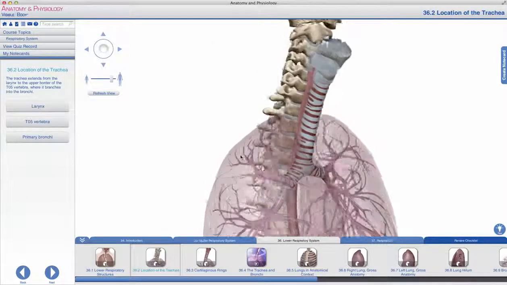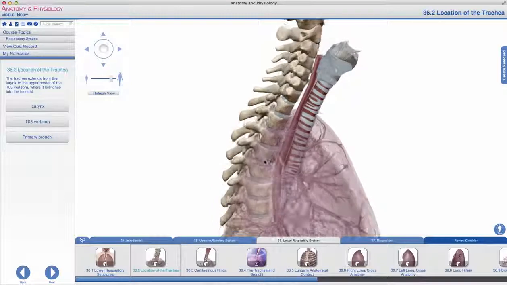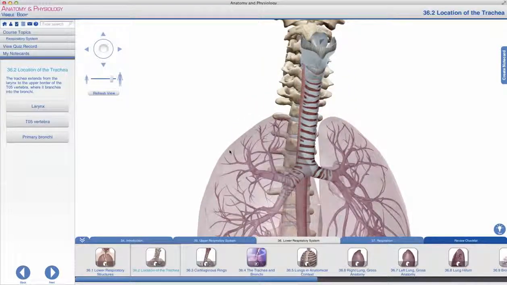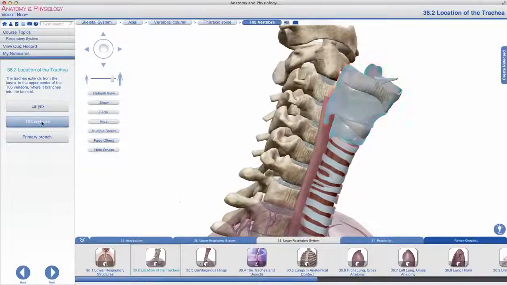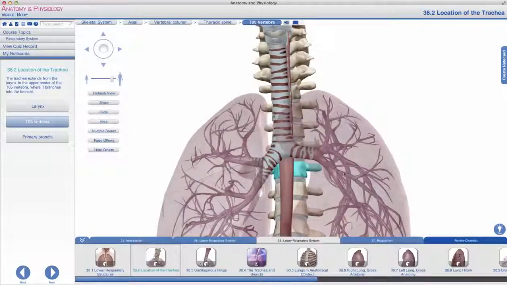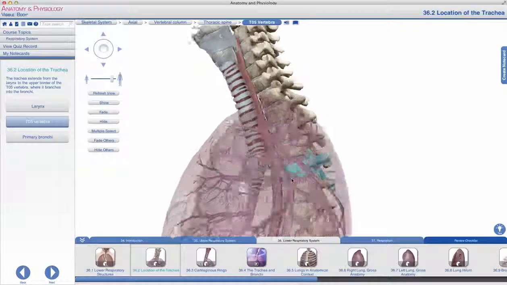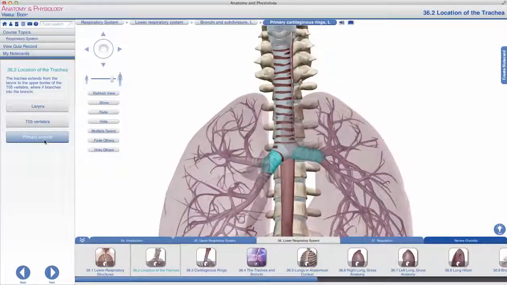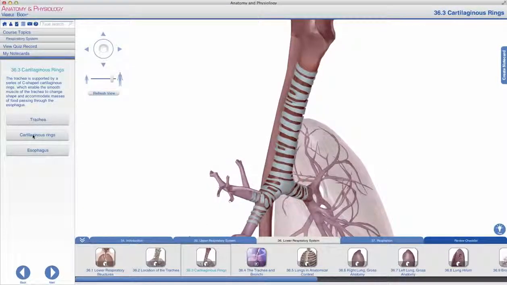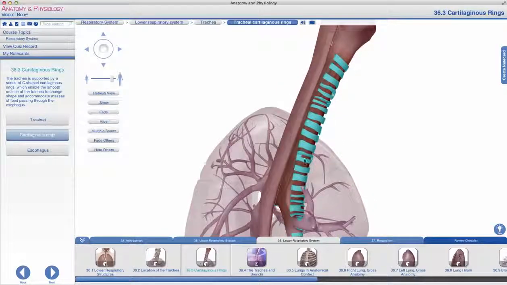Its location is significant, sitting at the anterior aspect of the chest and of the throat. It sits below the larynx and runs to the location of the fifth thoracic vertebra, where you can see it undergoes a bifurcation or a splitting into the components of the bronchial tree that we will examine in more detail in just a moment. Structurally, the trachea is unique due to the series of cartilaginous rings that line its length.